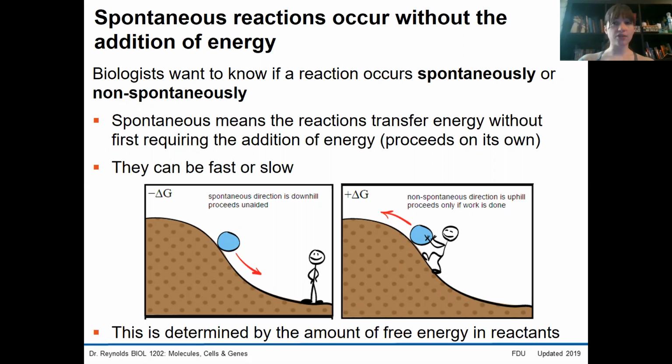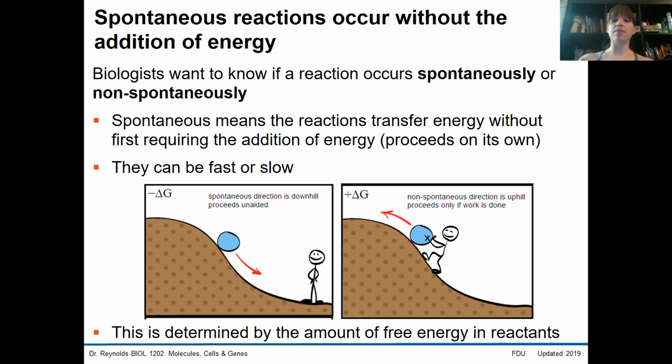This can be fast or slow. If you have a very shallow hill, it might take hundreds of years for that rock to slowly work its way down. If it's a very steep hill, it could be a matter of seconds. Spontaneous does not tell us anything about the rate of the reaction, only that the reaction will proceed forward and we don't have to add any energy to do so.